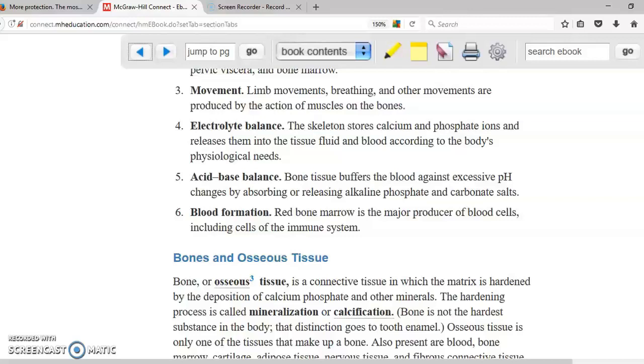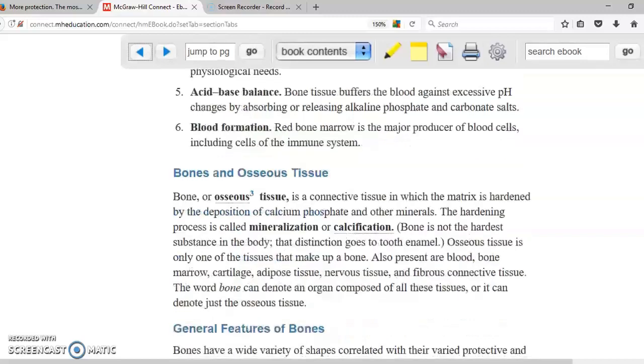Next item that we have is the electrolyte balance. The skeleton has a lot of calcium and phosphate, and that can influence the electrolyte balance that you have in your body. Next one is acid base. The acid base balance is controlled with buffers, and phosphate is a very important buffer. Since you have phosphate in your bones, it will play a role in maintaining the acid base balance. Blood formation. So inside the bone, you have the bone marrow, and the bone marrow produces the red blood cells.